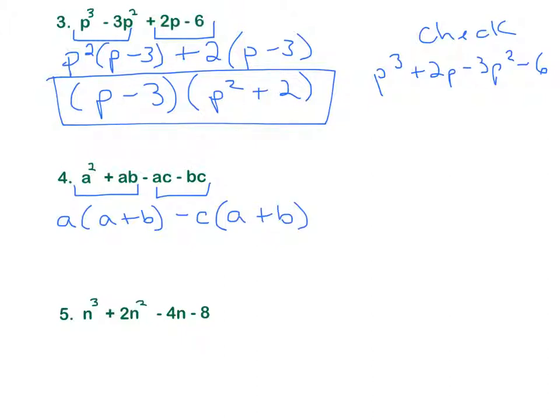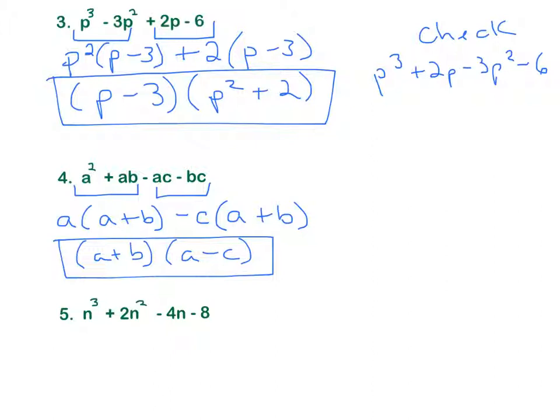So when I distribute this negative c, I get negative ac and negative bc, which is exactly what I should have come up with. Okay, so now I have the a plus b in common, and I'm going to get a plus b times the quantity a minus c. Once again, you can check this one by multiplying it back out, and you'll see that they're equivalent expressions.